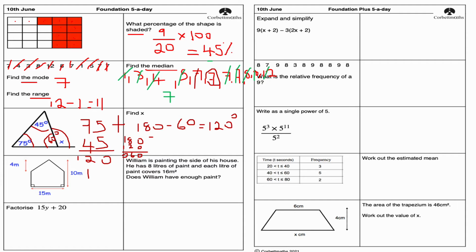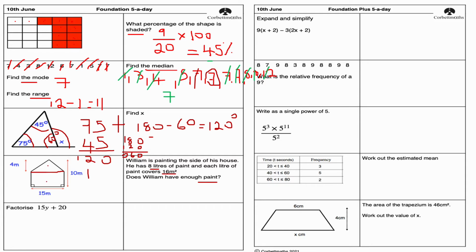Okay, right guys, next question. William is painting the side of his house. He has 8 litres of paint, and each litre of paint covers 16 meters squared. Does William have enough paint? Okay, so we have to work out the area of this compound shape. Now I've got a triangle and I've got a rectangle.